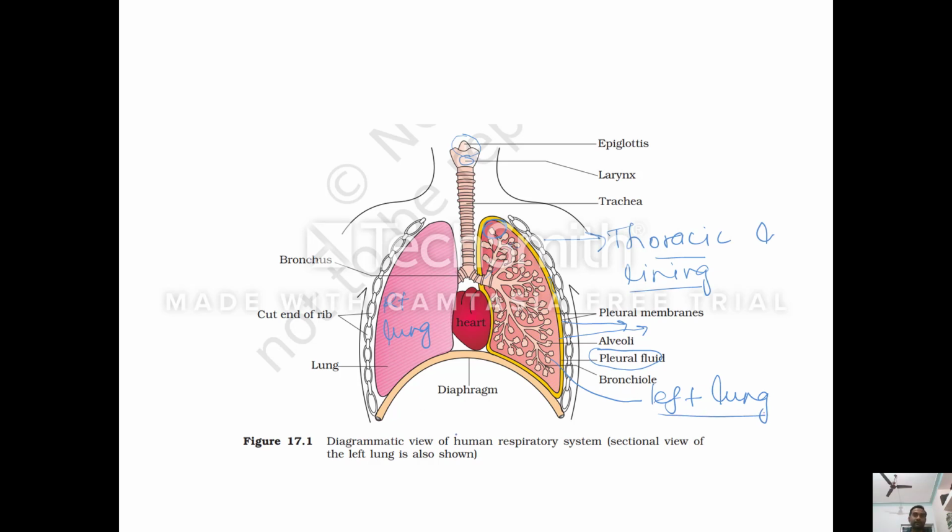So this is the diagrammatic view of the human respiratory system, and there is a depression in the left lung. This depression of the left lung is called the cardiac notch, where the heart is located.